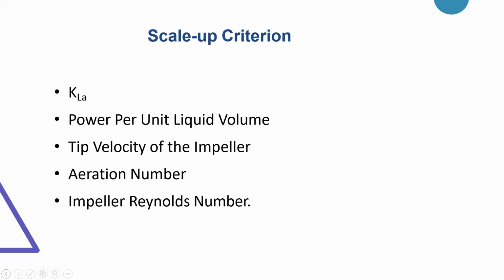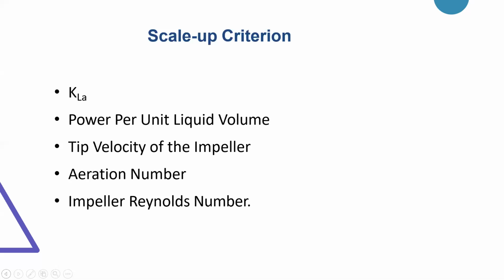Then the third parameter is the tip velocity of the impeller. Power per unit volume is directly going to affect the velocity of the impeller, and the impeller is the one which ensures there is uniform mixing of the media, the cells and the oxygen. If there is no uniform mixing, there won't be optimum production. So the tip velocity of the impeller needs to be maintained in a constant ratio when you're scaling up the process from lab scale to industrial scale.